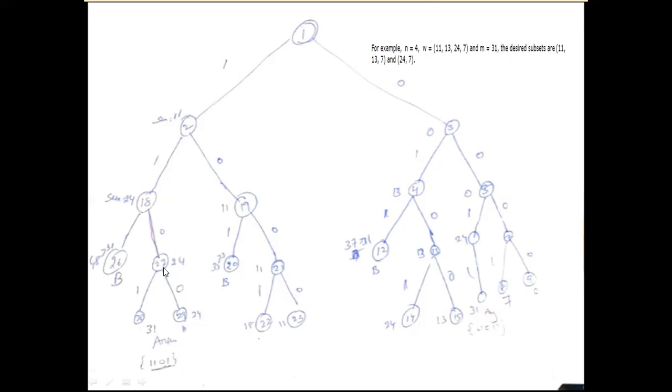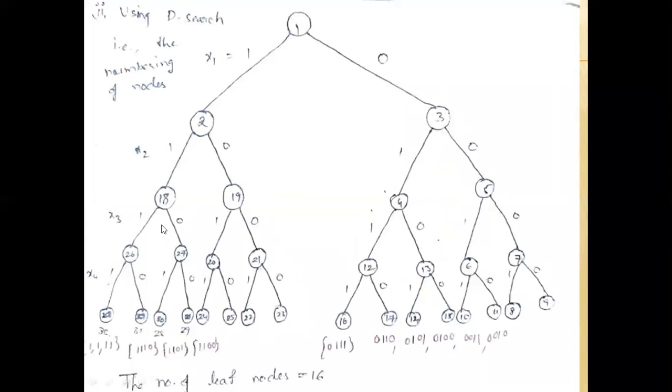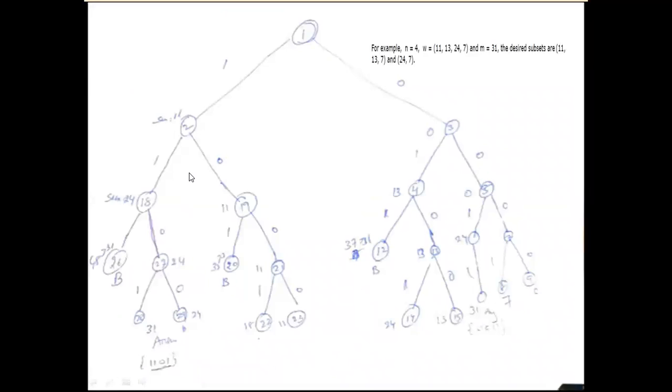The 27th node is fully expanded. So the 18th node is also fully expanded. Fully expanded means it has generated all its children. In the previous solution space tree, the 18th node has only two children. So the 18th node is fully expanded. Go back to the second node.